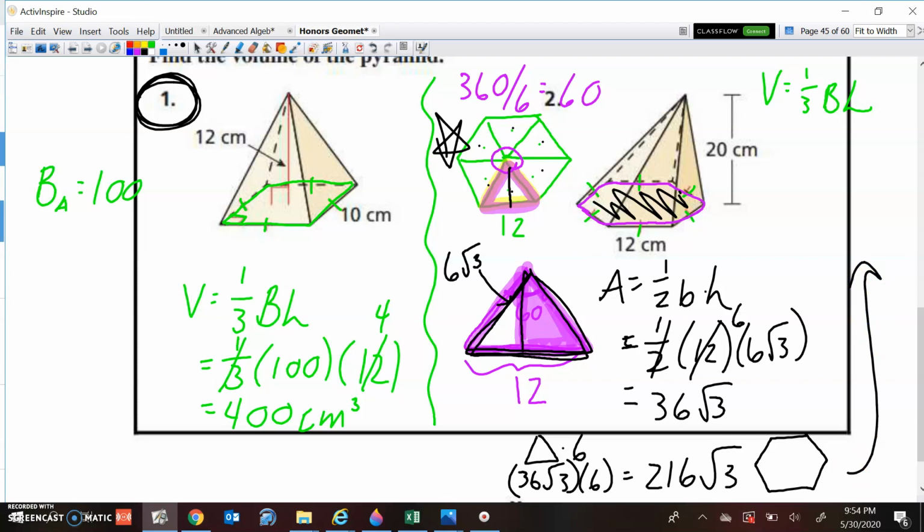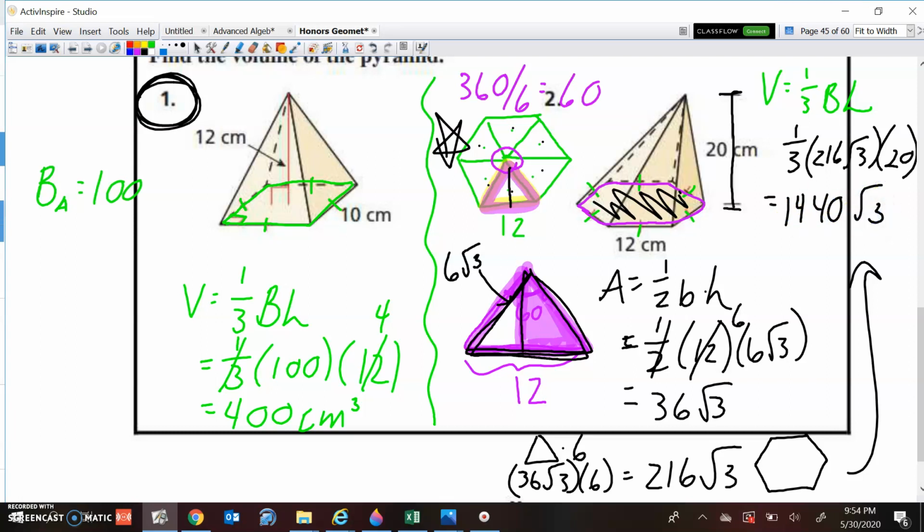We can carry this up here. So my volume is 1/3 times 216 square root of 3 times the height of this, which is 20 centimeters. And I can multiply all that together. Okay, so 1/3 of 216 is 72. And then 72 times 20 is going to give me 1,440 times the square root of 3.